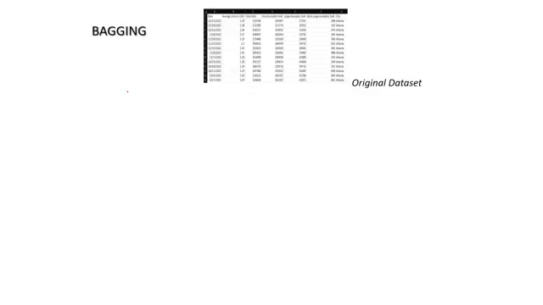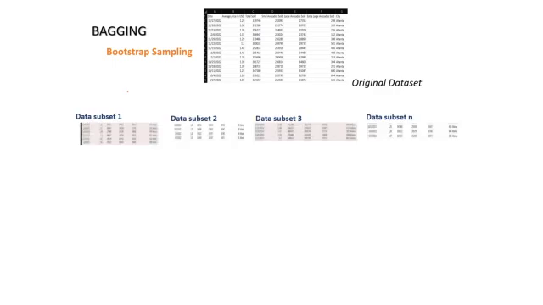In bagging, suppose you have this data set. Now you will use bootstrap sampling to cut up this data set into, say, n subsets of your data. Now what is bootstrap sampling? This is a sampling technique where we choose samples with replacement. That is, the same sample can be selected twice. Suppose this particular row, let us assign this as D. Your data subset 1 contains D, and your data subset 3 can also contain D.